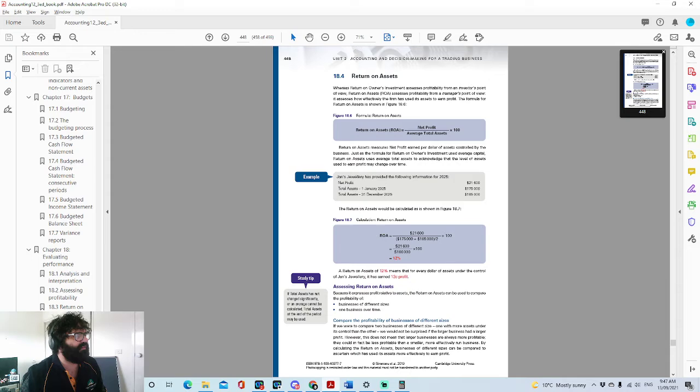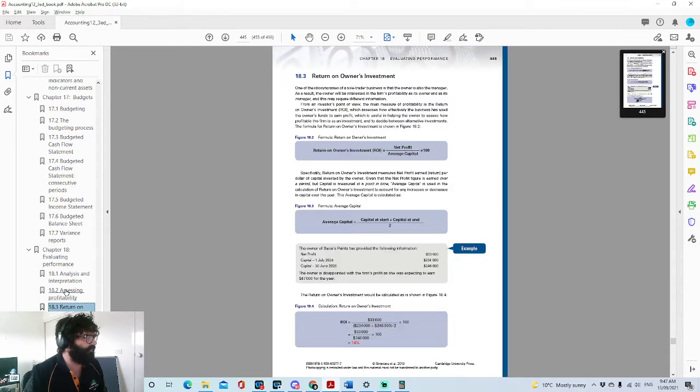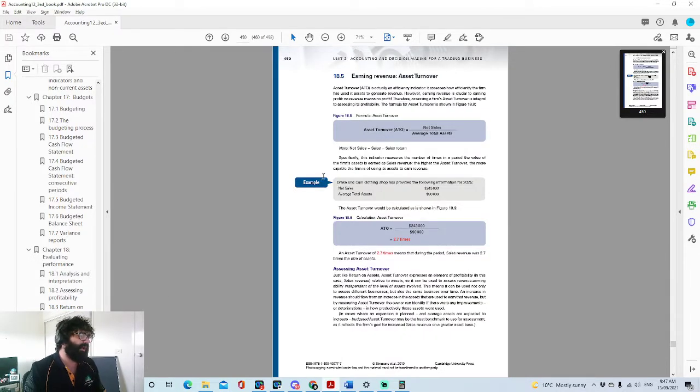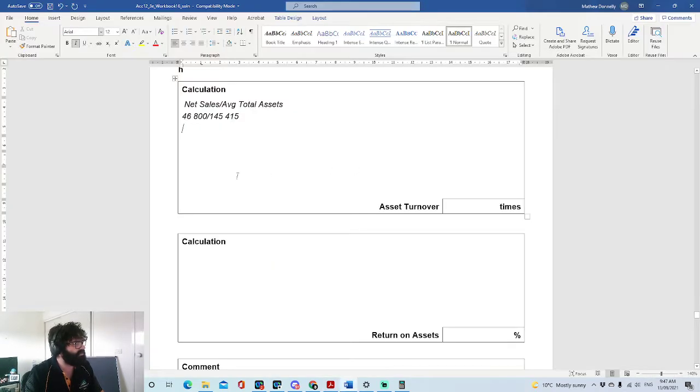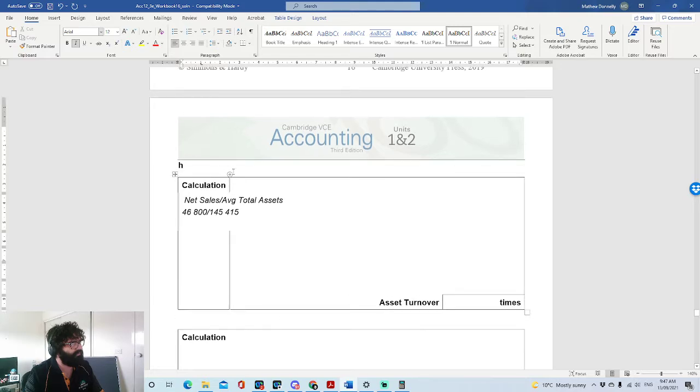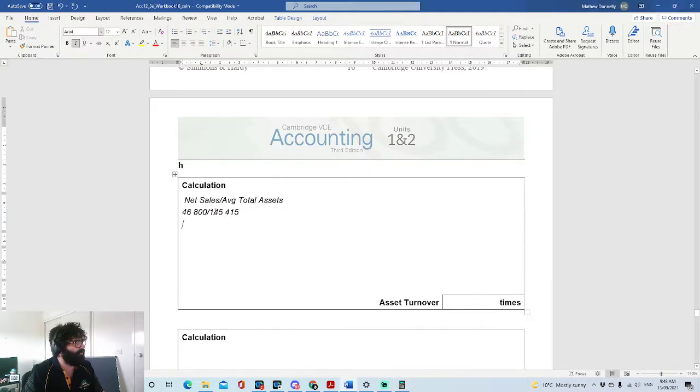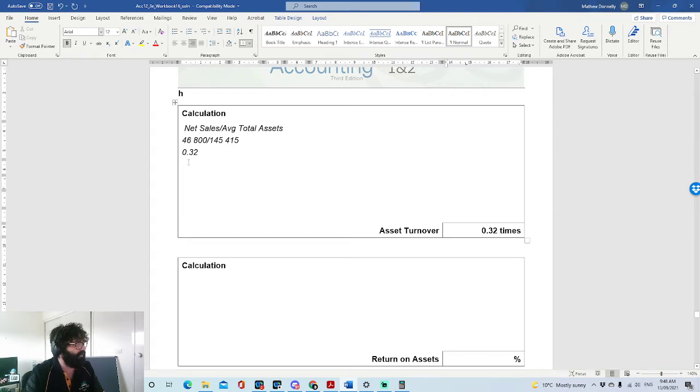Yeah, return on assets, that's net profit. We want asset turnover, net sales. So we didn't have that big net sales. That's interesting. So our number is 0.32. So we'll go 0.32, and it's 0.32 times. That's quite low.